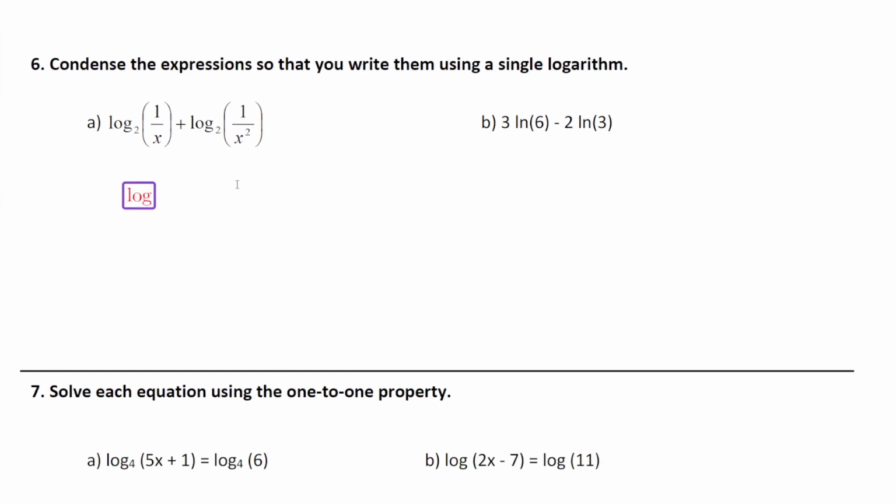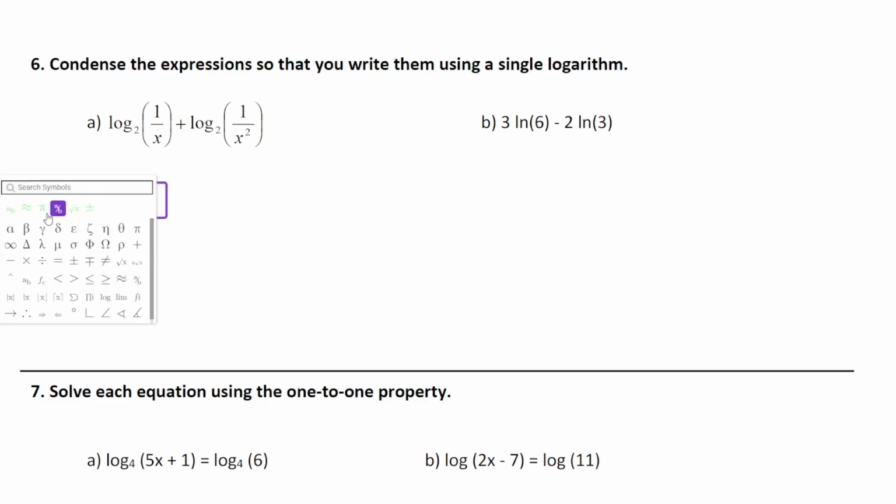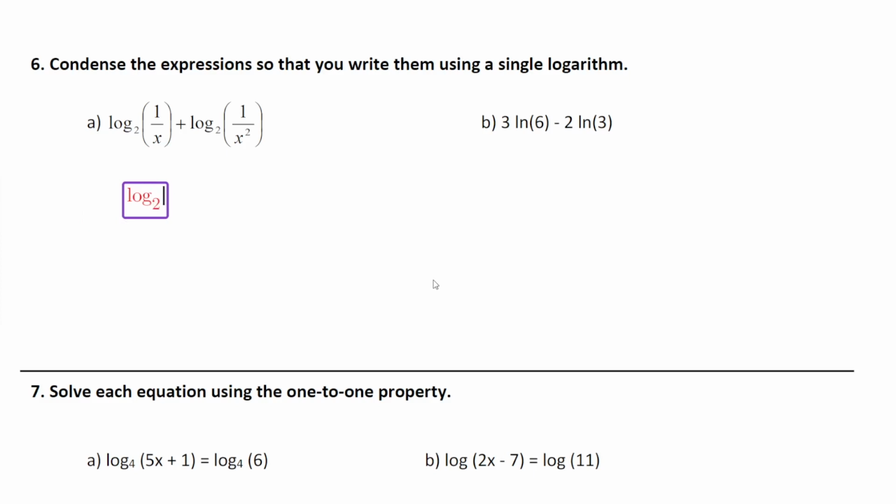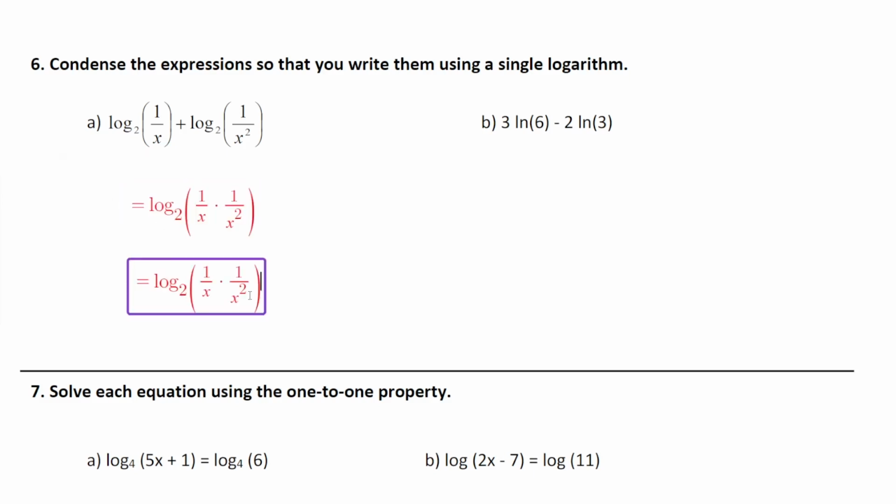We want to try to write this as a single logarithm. When you have two logarithms with the same base, in this case base 2, you can multiply the two arguments together. So we have 1 over x times 1 over x squared. And we can simplify this just a hair further. We can multiply these together. Our final answer here is going to be log base 2 of 1 over x cubed.